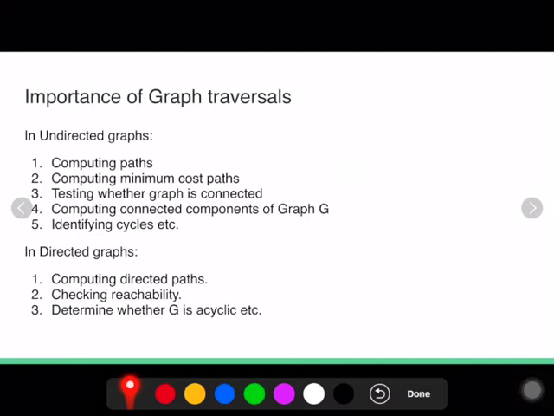So in directed graphs, the different things that we can do using graph traversals are given here. So computing directed paths and checking reachability. Reachability is nothing but, given any two vertices, checking whether there is a path between these two vertices, whether I can reach from A to B or not. That's what is meant by reachability. And determining whether G is acyclic or not. A directed graph which doesn't have cycles is called a directed acyclic graph. So checking whether there is no directed cycle is called a directed acyclic graph. So that's the third one.